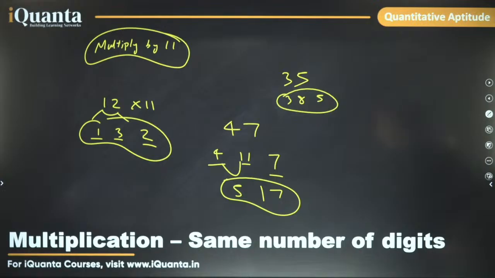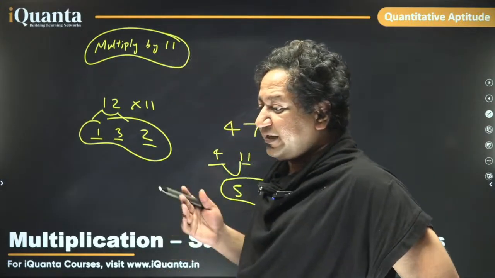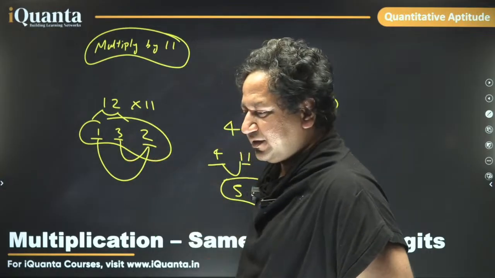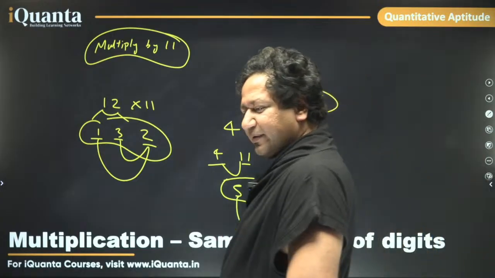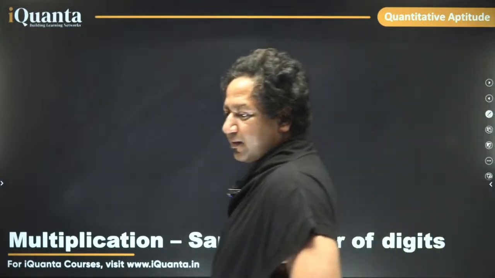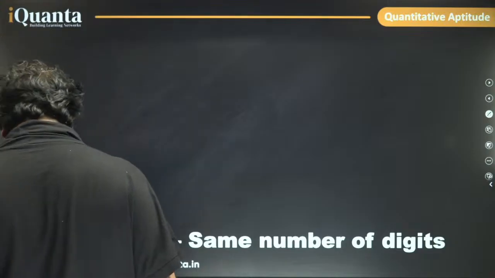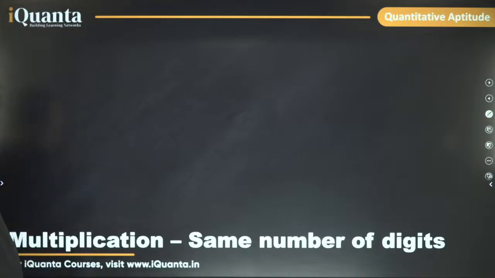ठीक है? And that's the reason why the divisibility test of 11 is: 1 plus 2 minus 3 is 0, divisible by 11. 5 plus 7, 12 minus 1 is 11, divisible by 11. Getting it? Got it? That's great. Okay.